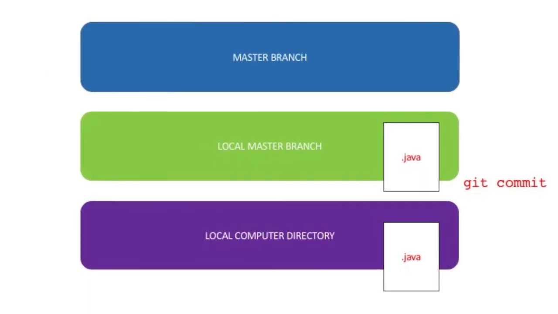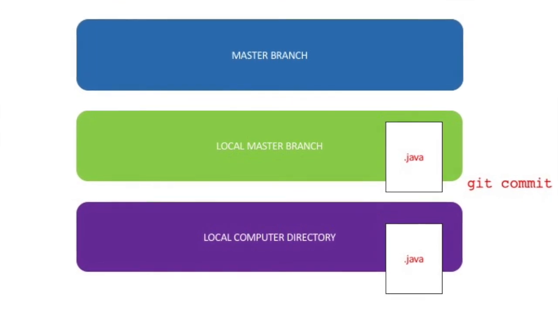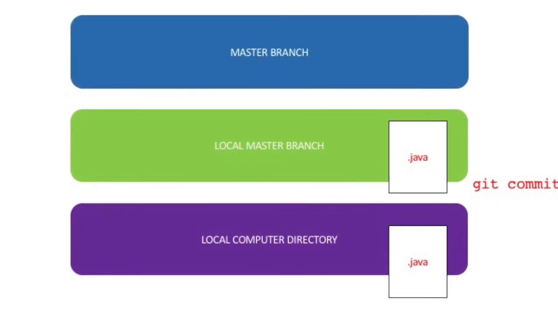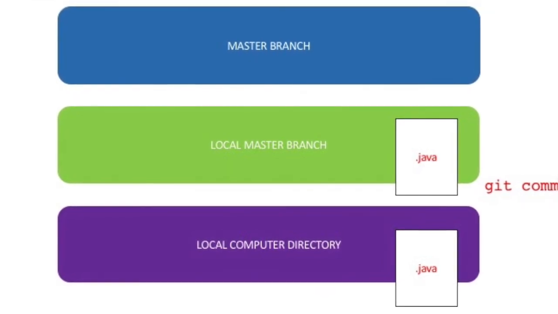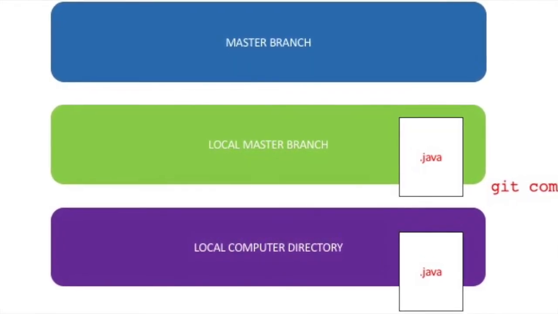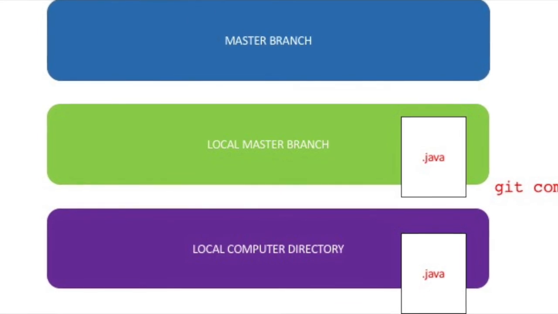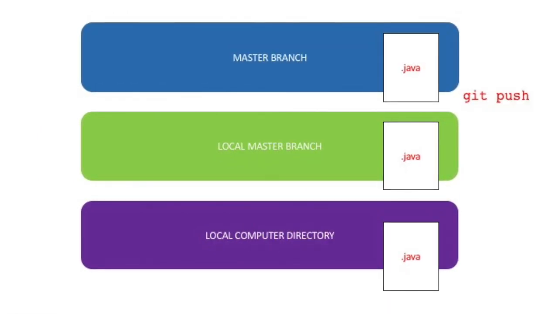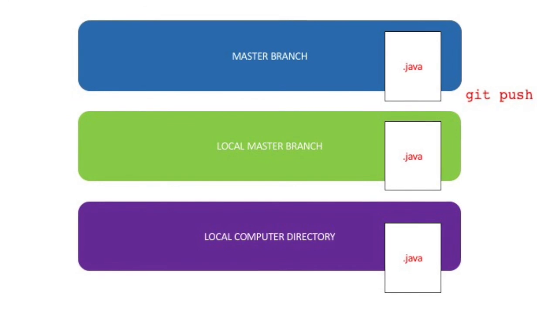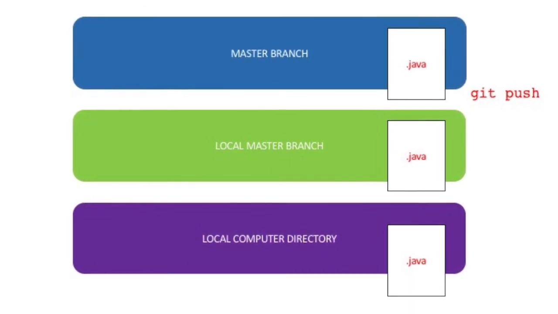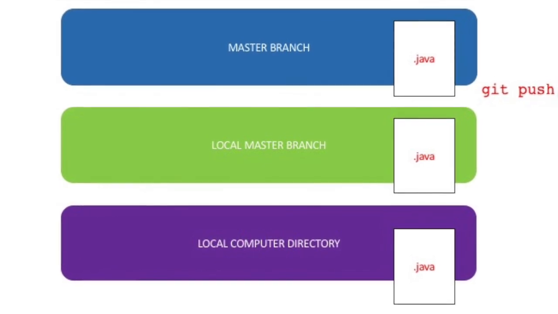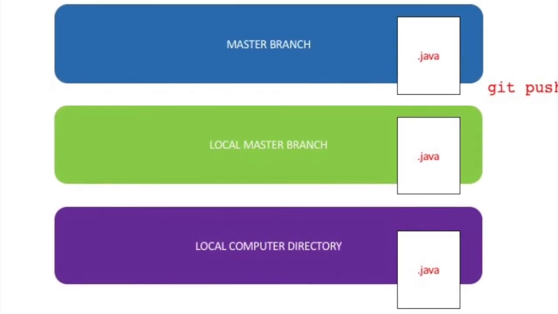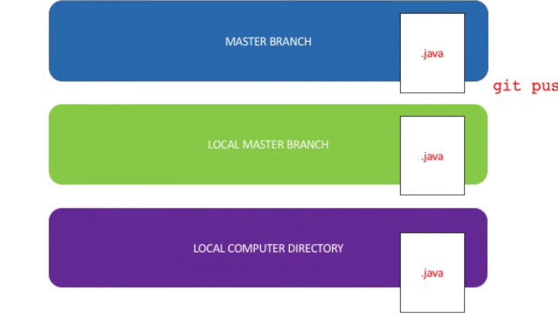To finally save these changes to your local master branch, type git commit and a message that shortly describes your commit. Your changes have now been saved to the local master branch and can be added to the master branch whenever you are ready. To merge your changes to the top level, the master branch, you perform the git push operation. Your commit is now part of the shared version of the project and can be viewed by all project members.